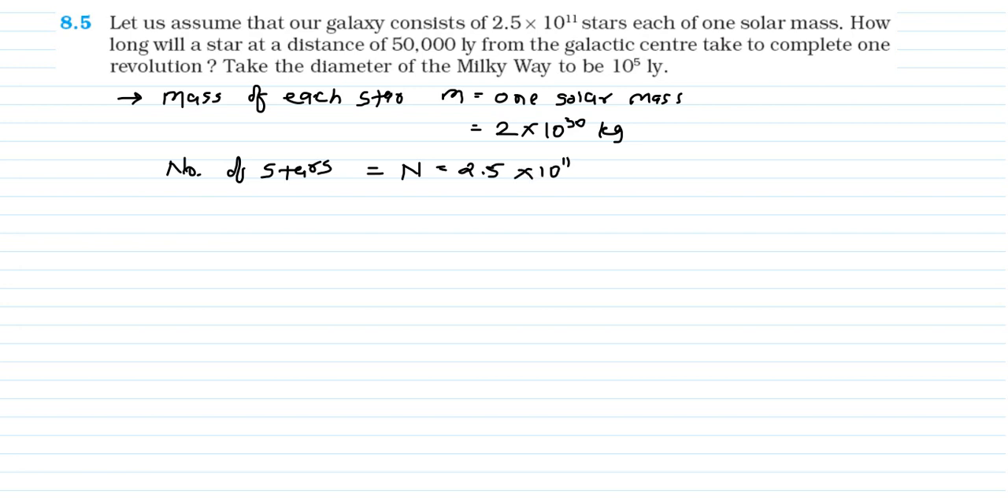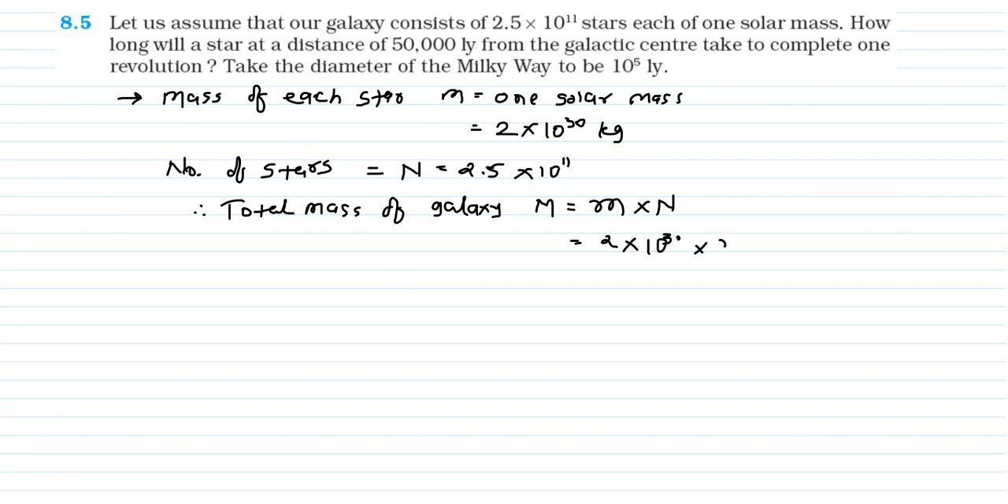Okay, therefore the total mass of the galaxy M is equal to m into n, that is, we will multiply by the total number of stars. That means you can say 2 into 10 raised to 30 into 2.5 into 10 raised to 11, which is 5 into 10 raised to 41 kilogram.